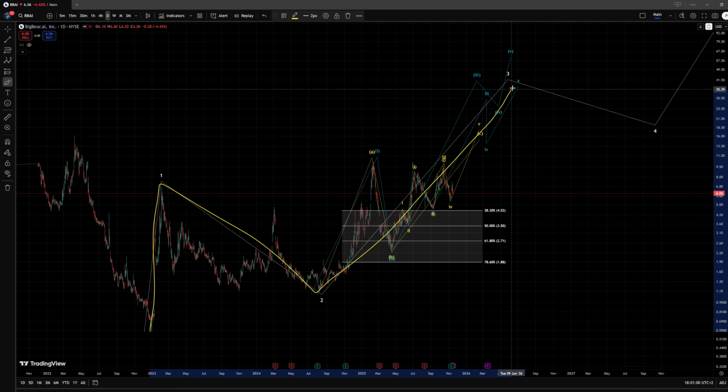Within either the blue or the yellow interpretation, the reset could apply, and then we would be looking once again at the area of support between the $4.5 all the way down to the $1.9 level at the 78.6% retracement.